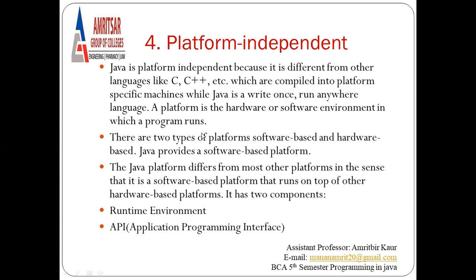The next feature of Java is platform independent. Java is platform independent because it is different from other languages like C, C++, which are compiled into platform specific machines, while Java is a write once and run anywhere language. So when we are working with C, C++, the source code of C, C++ is converted into machine code when we compile or when we run our program. But in Java, our source code is first converted into bytecode and then the bytecode is converted into machine code.